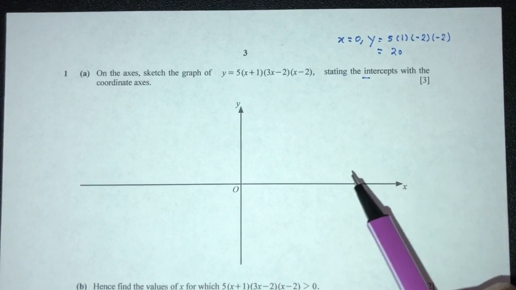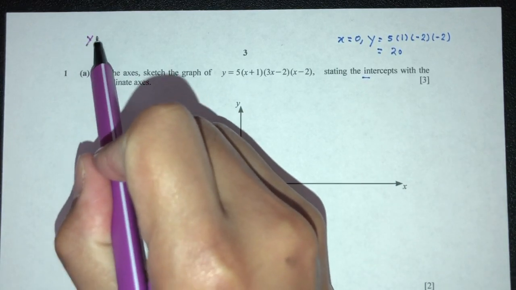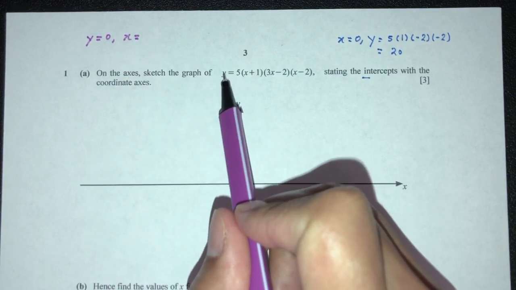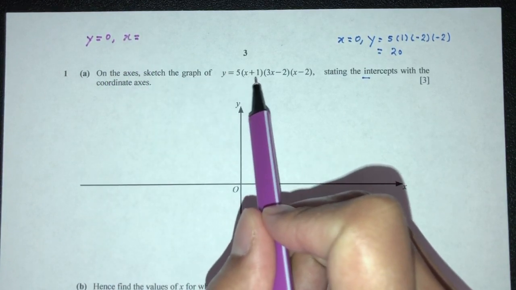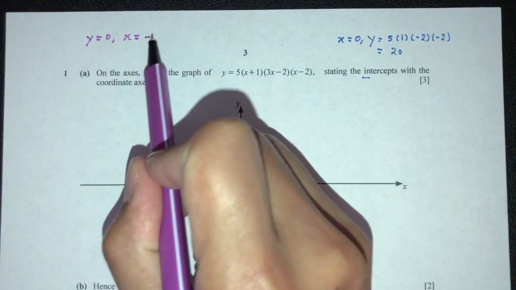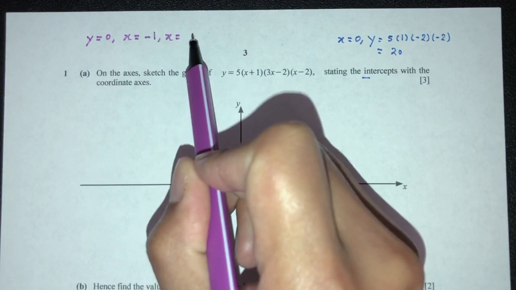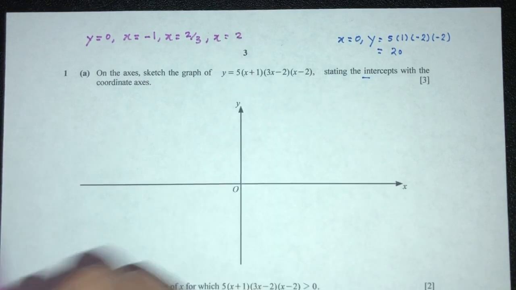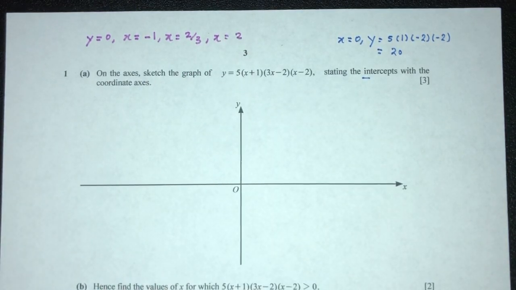Now, when the value of y is 0, that will be on the x-axis. What are the values of x? x will be, as you can see, 0 here, and we have factorization already, so x will be minus 1, x will be 2 over 3, and x could also be a value of 2. So these are the values on the x-axis. Now we just have to mark the points.